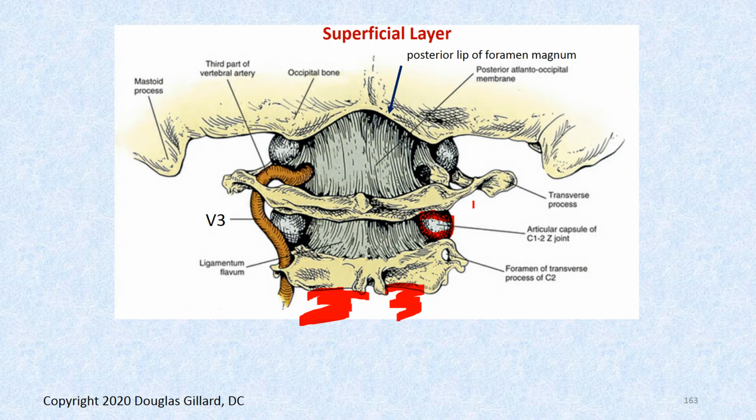And what else do we need to see here? V2? What vertebral artery is that right there? V2 is there. It turns into V3 here. It's V3 here as well. It dives through that posterior atlanto-occipital membrane. The posterior atlanto-occipital membrane is connected into the foramen magnum, which we talked about, the posterior lip of it here.